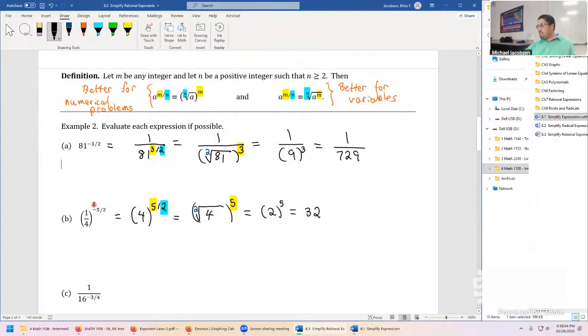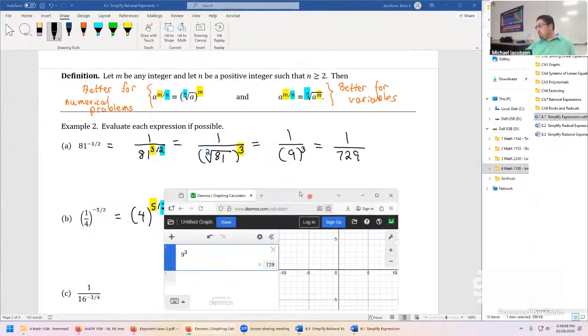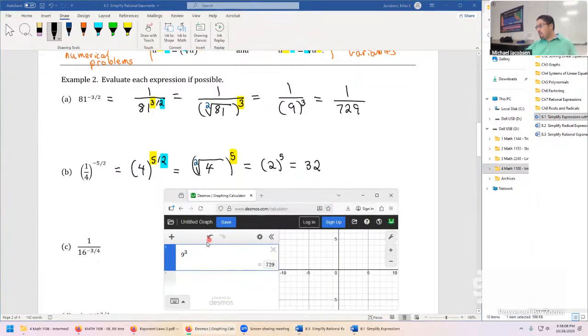So what's the check on this? Well, you can just put this in the calculator. 1/4 to the power of negative 5/2. And it spits out what we're expecting, a 32.